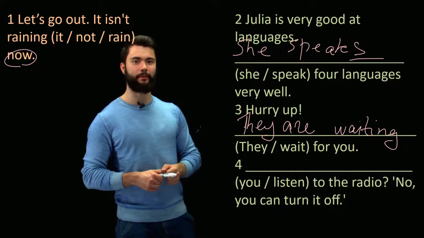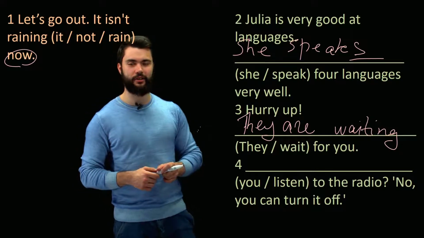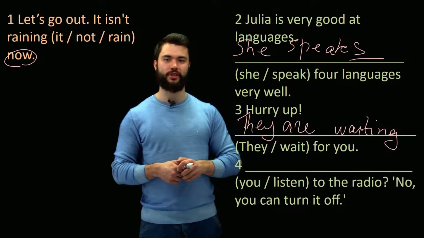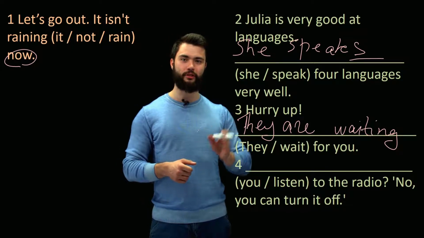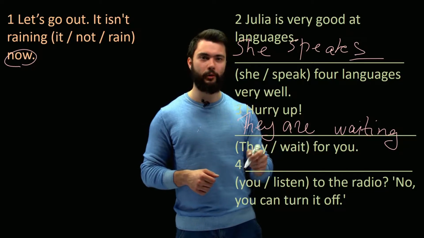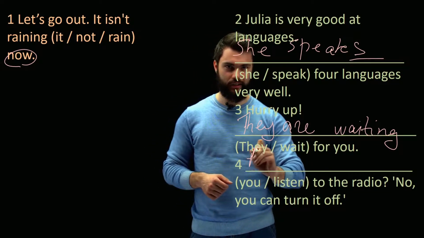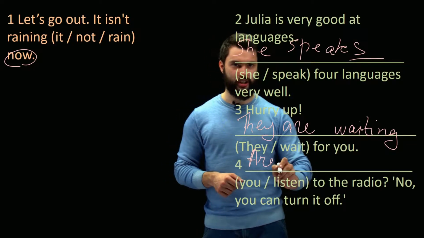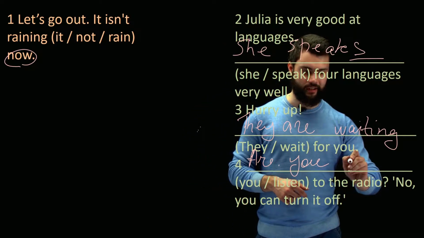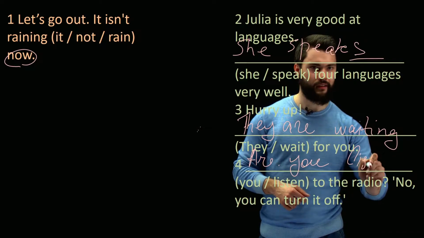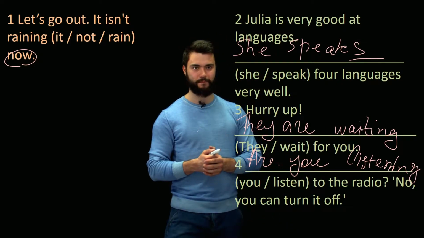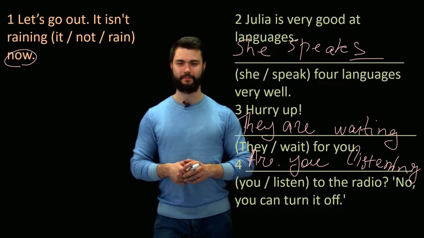Good. Example number 4. You listen to the radio, no, you can turn it off. We understand it is a question, thus we have to start it with the auxiliary verb. Auxiliary verb for the present continuous tense is the form of the verb to be. So we put the form of the verb to be, which is are. Then we put the subject, are you, and then the verb with ing again. Are you listening to the radio? No, you can turn it off.